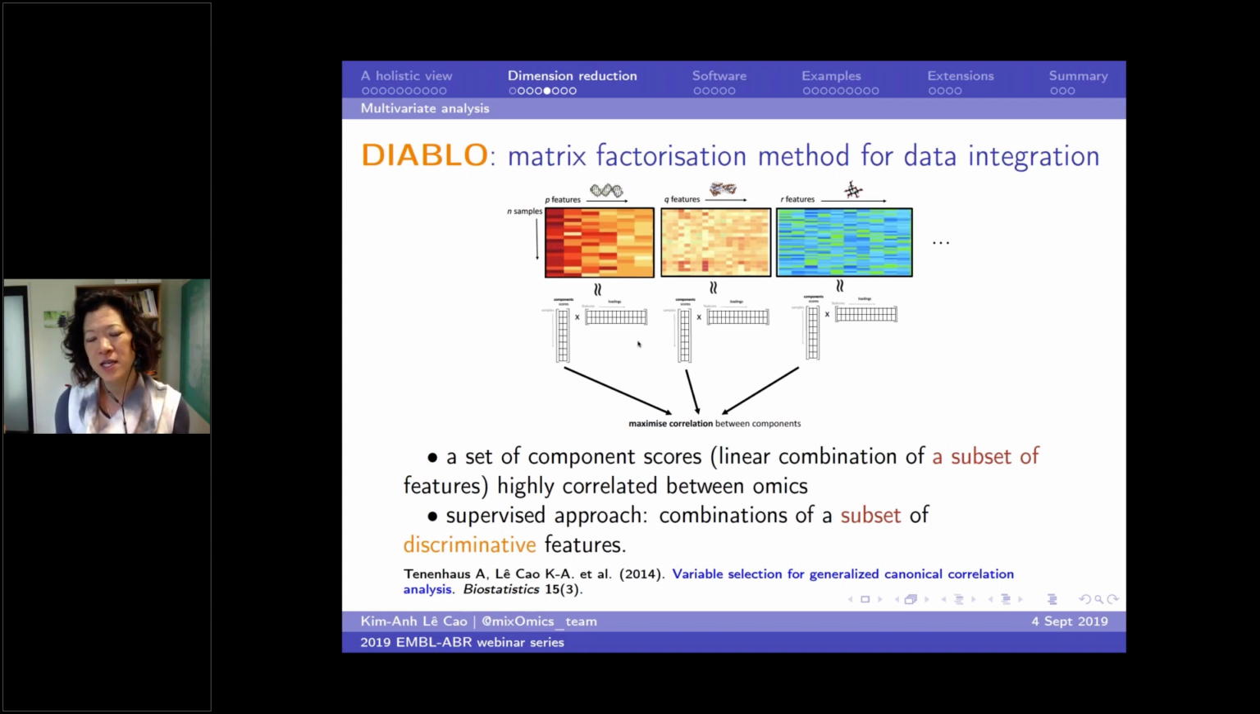Basically, we're asking, can we identify the optimal combination of these different omics variables, so that in the end, my components are going to be highly correlated, which means that they are going to explain similar information. And again, you can then extract those component scores and you can plot them.